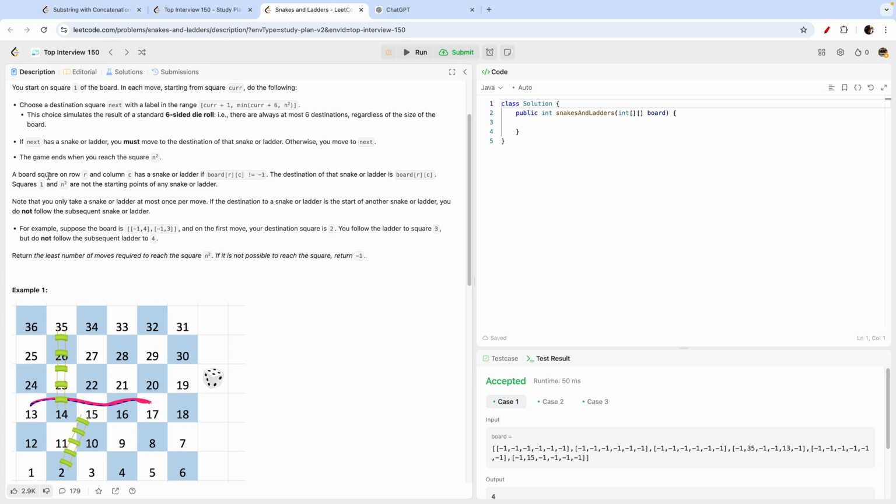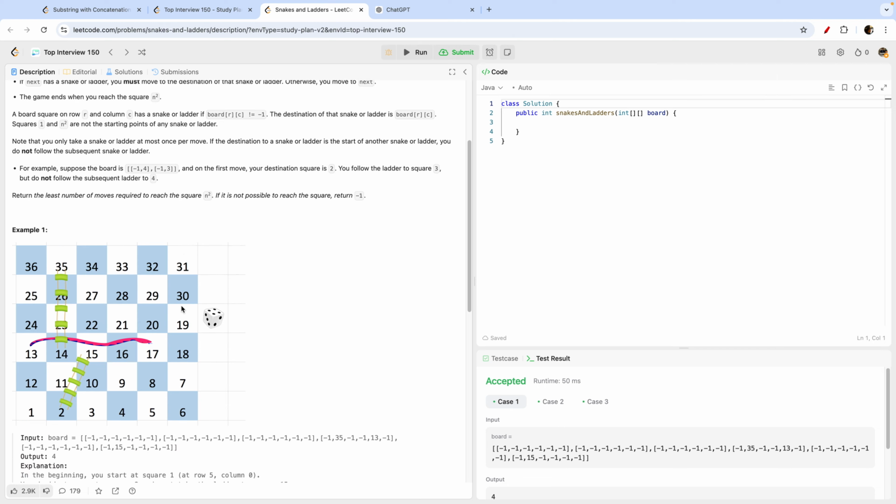A square on row r and column c has a snake or ladder if board[r][c] is not equal to -1. The destination of the snake or ladder is board[r][c]. Squares 1 and n squared are not the starting points of any snake or ladder. Note that you only take a snake or ladder at most once per move. If the destination of a snake or ladder is the start of another snake or ladder, you do not follow the subsequent snake or ladder.